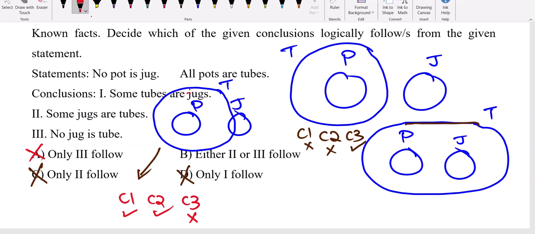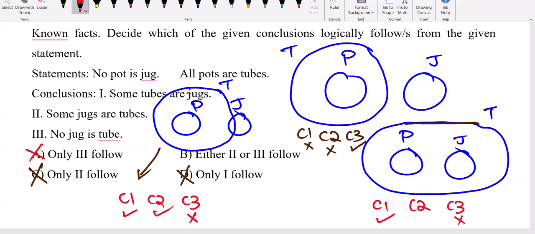Some tubes are jugs. Yes. No jug is tube. No, all jugs are tubes here. Third one wrong. Second one very important. In the syllogism concept we already explained, whenever all is there, some is also correct. As per the diagram, no, all jugs are tubes.